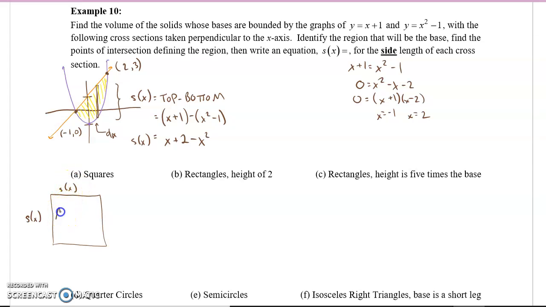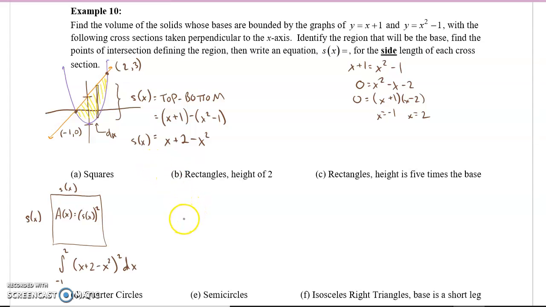So the area as a function of x is equal to s of x squared. So we're going to integrate to find the volume here. We're going to integrate from -1 to 2 of our area function, which is s squared. So this is going to be x plus 2 minus x squared, all squared. And then we have our thickness, right? Our thickness is dx. And I'm just going to set up, but do not solve for all of these. We're going to find that it's going to be an extremely similar integral for these guys.